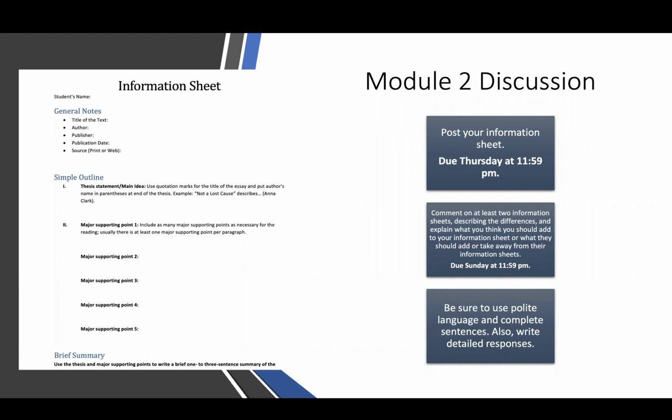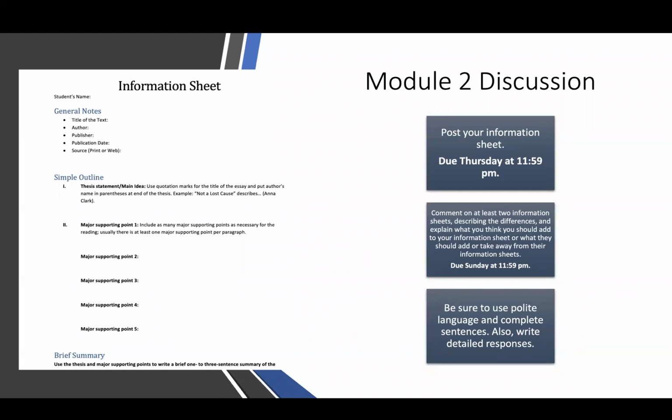And so the next step is to create a 1 to 3 sentence summary of the piece that you read. Make sure to include the title of the piece, the author's name, the thesis statement or the main idea written in your own words, and the main points that you've noted also written in your own words. And so this should be a brief summary where you're trying to just include the most important information.